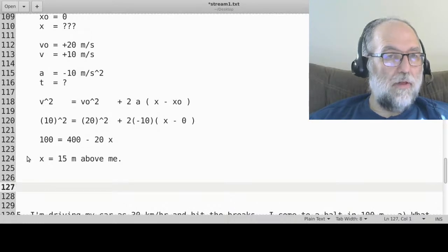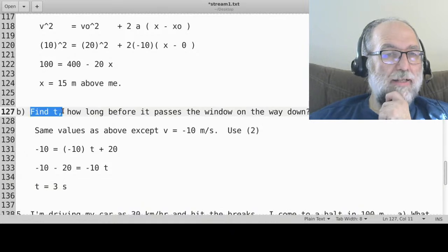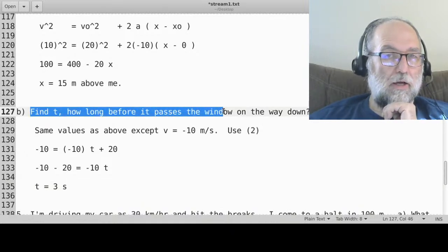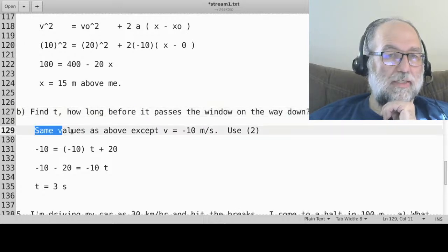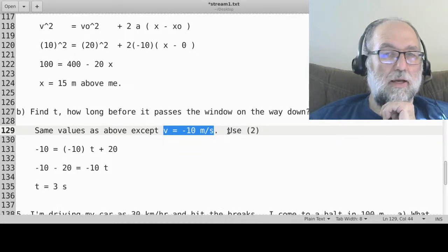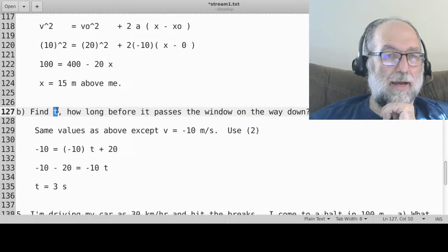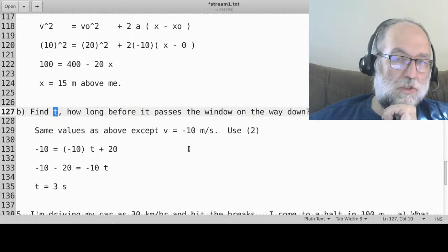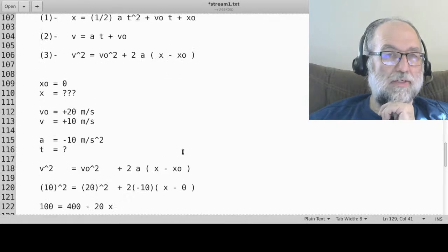Don't want to waste your time watching me just type things out. So, find the time: how long before it passes the window on the way down? Same values as above, except that, as I said, v is now negative 10. And we can use equation 2 right now, because we're looking for time, and we have both the initial and final velocity, and we have the acceleration.